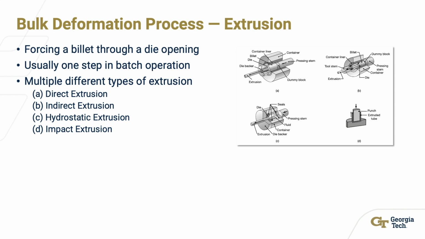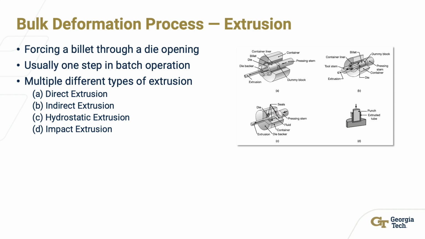Indirect extrusion, also known as reverse, inverted, or backward extrusion, is when the die moves toward the stationary billet, so there is no relative motion between the billet and the container. This method is useful for materials with high friction, like when extruding hot steel.